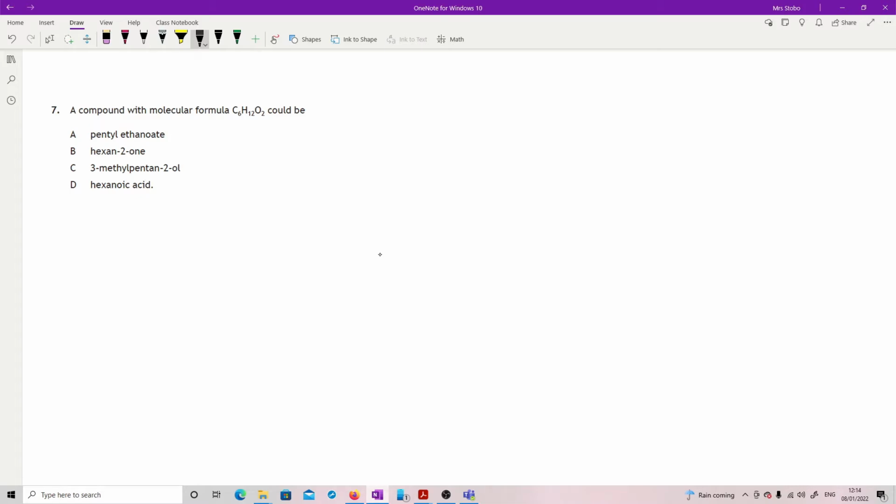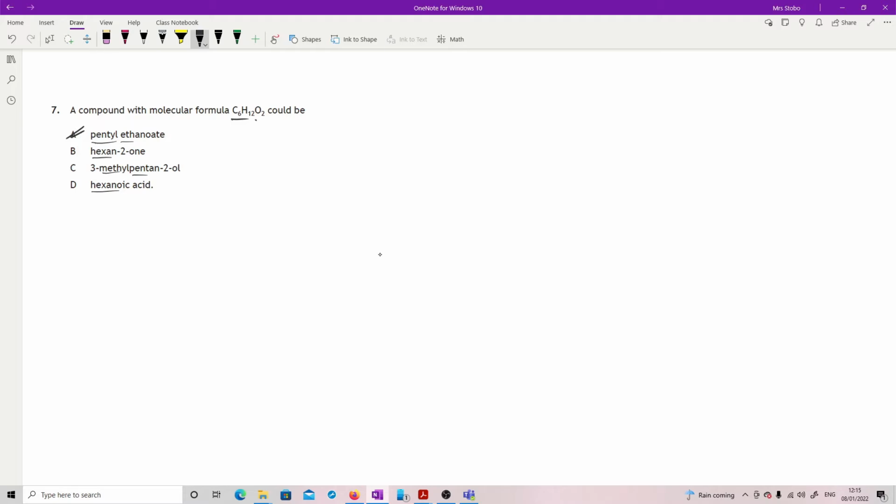A compound with a molecular formula C6H12O2 could be. Right, we're just asking you to figure stuff out from this one. For a start, it's C6, so doing a quick count, that's a hex, that's a methyl with a pent, so that's a 1 and a 5, that's a pent with an eth, so that's 5, 6, 7. So let me get rid of that straight away. And we've got a 6 here. So I've got 3 of them that are in the running.